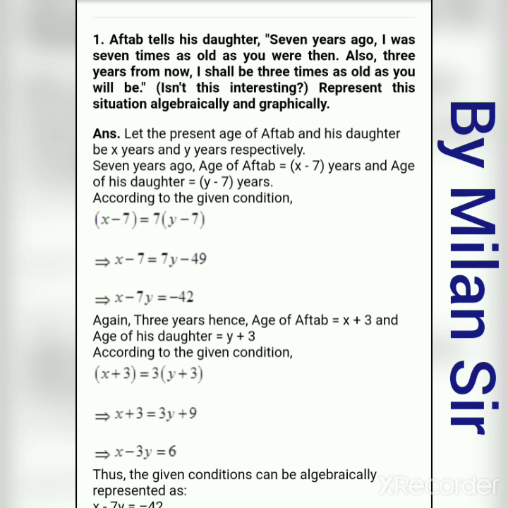Now for the second equation, read the second line. Also 3 years from now, I shall be 3 times as old as you will be. First of all, 3 years from now, that means after 3 years. Now the present age of Aftab is x and the present age of his daughter is y. So after 3 years, Aftab's age is x plus 3.